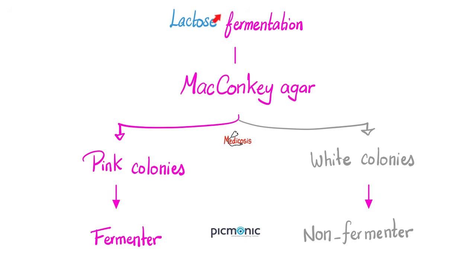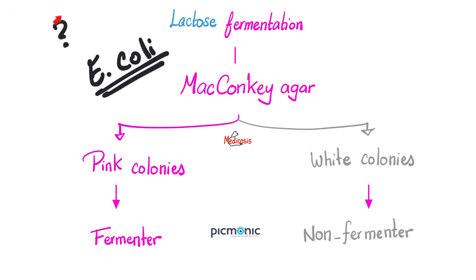I will not forgive myself if I did not tell you that you can tell the difference between bacteria that ferment lactose versus bacteria that do not ferment lactose. The lactose fermenting bacteria appear as pink colonies on MacConkey agar, whereas those bacteria that do not ferment lactose appear as white colonies on MacConkey agar. Don't ever forget that. Here is a question for the pros. Is E. coli lactose fermenter or lactose non-fermenter? If you know, comment below.